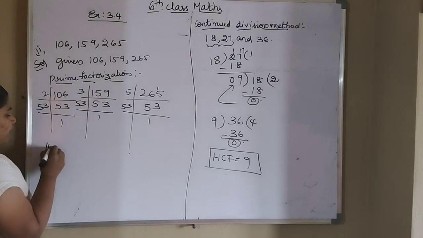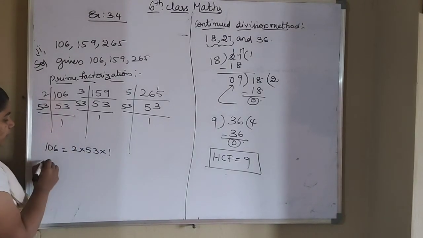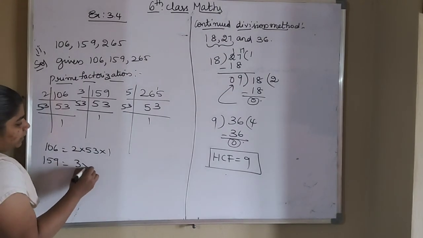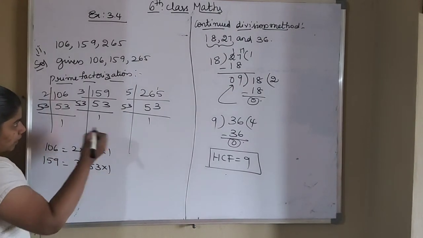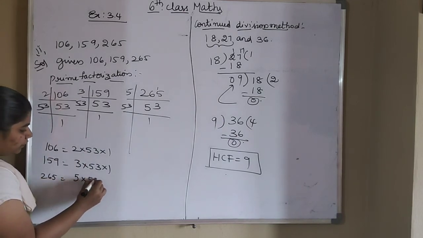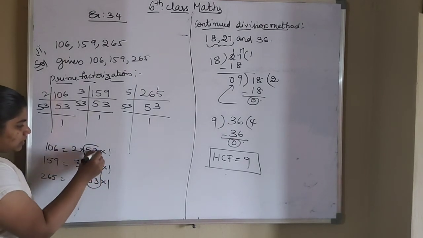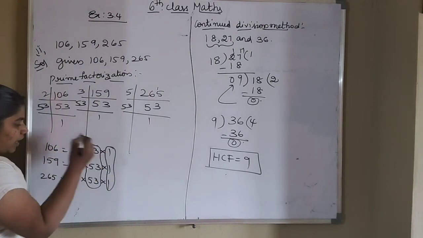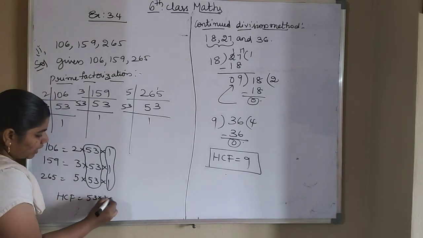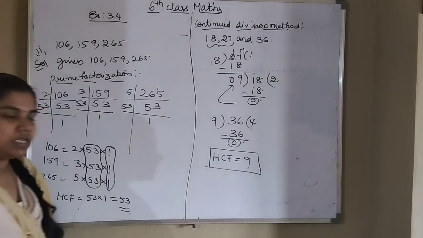So what are the common factors? 2 into 53 into 1 we can write. 159 we can write in the form of 3 into 53 into 1, and 265 we can write in the form of 5 into 53 into 1. So what are the common numbers in all the three cases? That is 53 and 1. So what is the HCF value? 53 into 1, that is equal to 53. So we got the HCF value as 53.